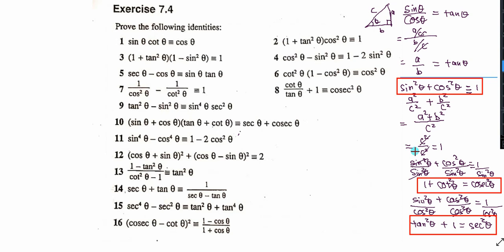Okay, now we're going to use these three identities to prove the left side equal to the right side. The rule of simplification is you always take the more complicated side and simplify it to be the same as the other side, which is less complicated. Okay, now if you compare number 1, sine theta cosine theta is equal to cosine theta, this definitely is more complicated. So what you have to do is you take this side and you simplify it so that it becomes like that.